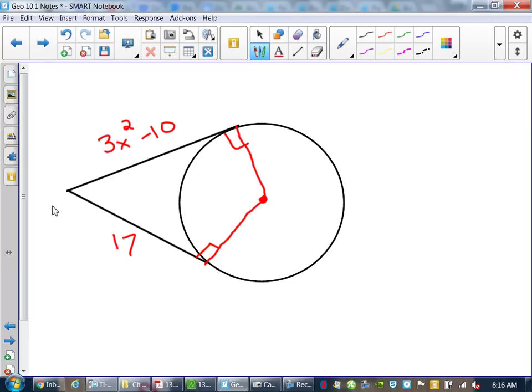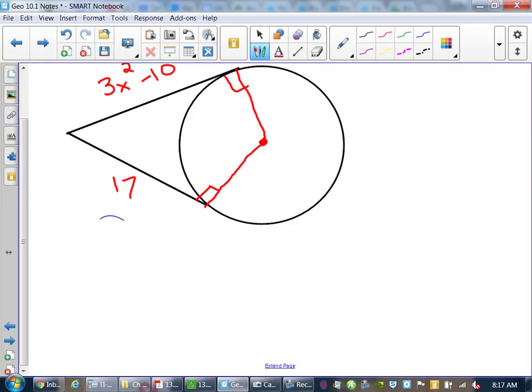Now, it does not say in this one that they are common external tangents, but what in the diagram gives it away that they are? The right triangles. Those right angles are created from radii, the plural of radius. They're the same distance from the center. They're perpendicular, and those two segments get to the same spot. That means they have to be equal. So you get 3x squared minus 10 has to equal.